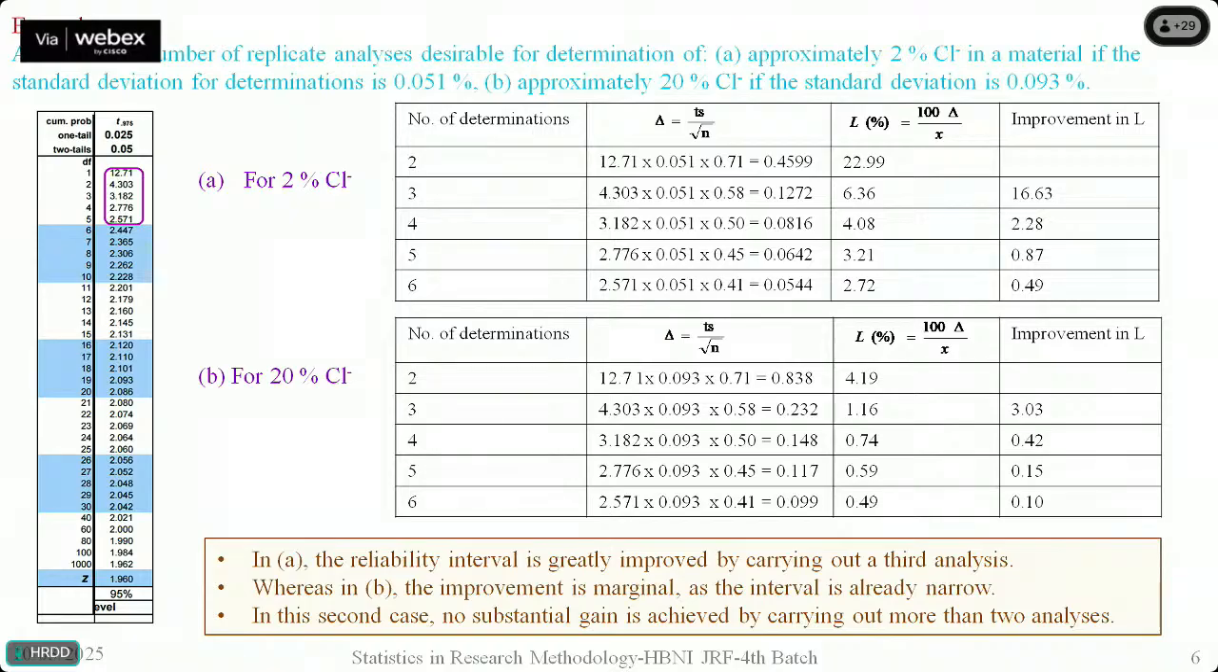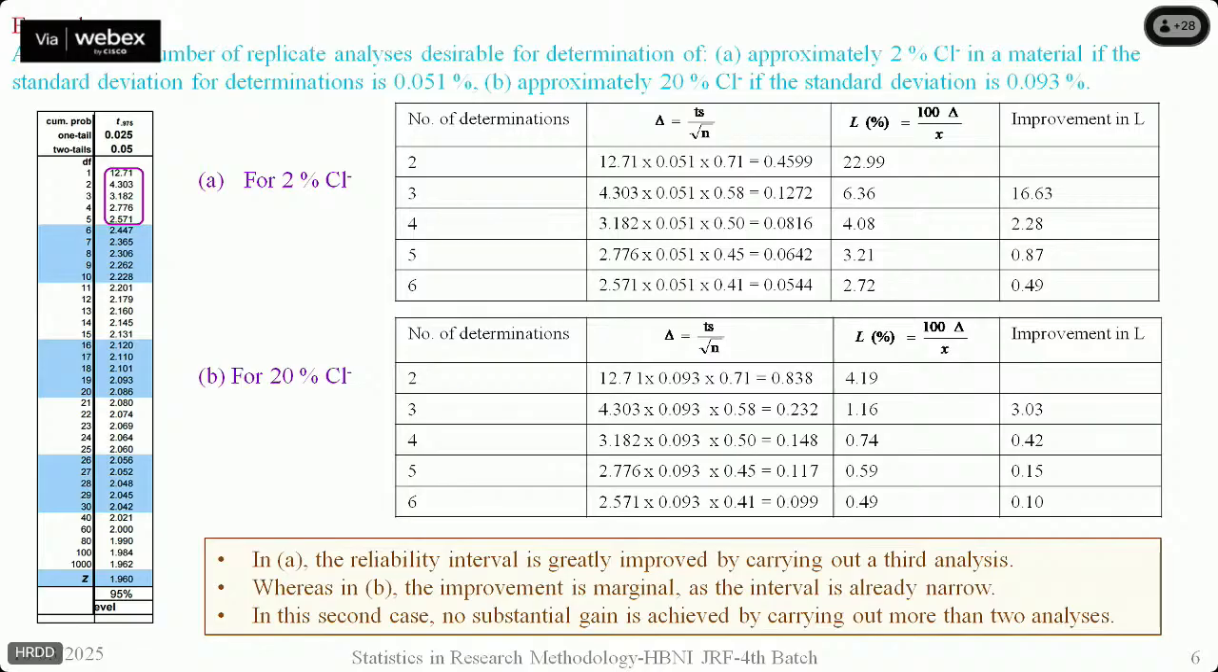So the reliability interval is one quantity which will qualify your result in terms of precision. If you also mention the confidence level, then it includes the confidence level. That means the probability that the true value will be lying in this particular range when you are mentioning the confidence level. If the confidence level is not mentioned, yes, which one?